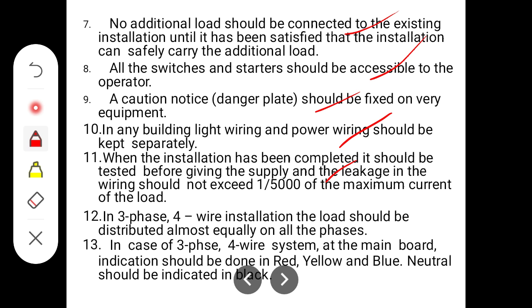In a 3-phase 4-wire installation, load should be distributed almost equally in all phases. If motors or any power loads are placed on a 3-phase 4-wire system and one phase is not placed properly, it will damage the equipment. In the case of a 3-phase 4-wire system, the main board indication should be done in red, yellow, blue, and the neutral should be indicated by black. Then we can easily identify which phase we are using.